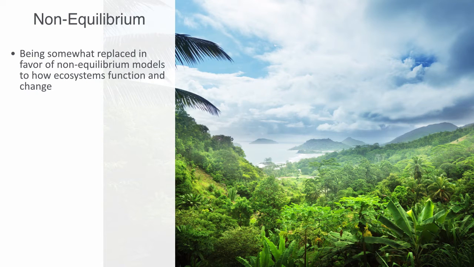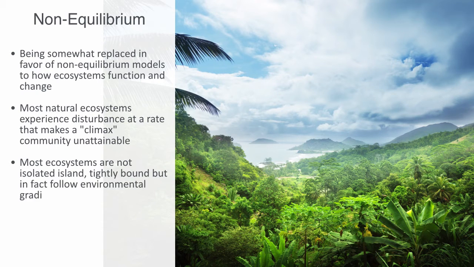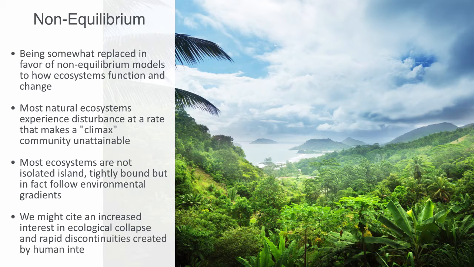This may be owing to a recognition that most natural ecosystems experience disturbance at a rate that makes a climax community unattainable. Coupled with the recognition that most ecosystems are not isolated islands tightly bound, but in fact follow environmental gradients, making them open systems with poorly defined boundaries across which flow energy and resources, creating out-of-equilibrium dynamics. Added to this, we might cite an increased interest in ecological collapse and rapid discontinuities created by human intervention, which are forms of nonlinear change.